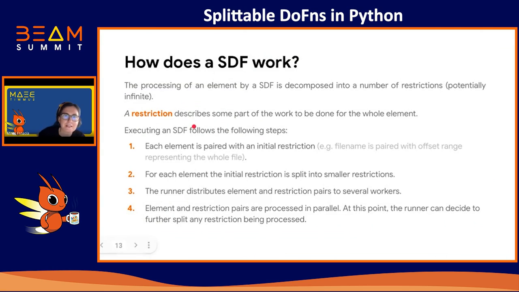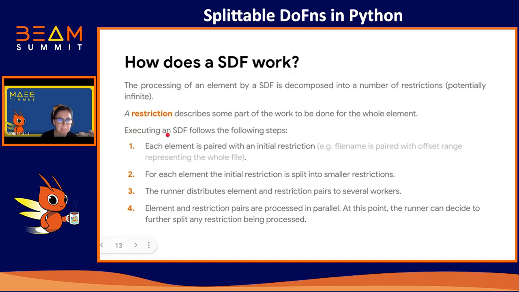Generally speaking, this is how a splittable DoFn works. The processing of an element is going to be decomposed into what we call restrictions. And restrictions could be potentially infinite if we consider an unbounded source. So what is a restriction? A restriction just describes a part of the work to be done for the whole element. Here on the screen you have the steps that you have to follow when you are executing a DoFn.